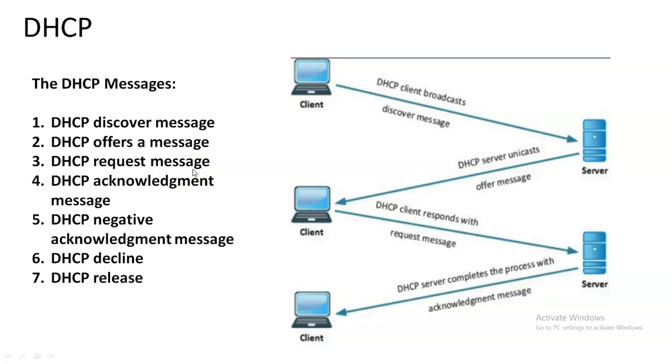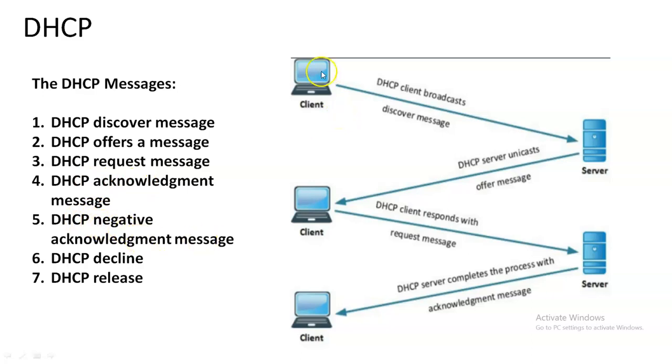In this request message, the client will be asking for the IP address that it needs. Each IP address will have its unique configuration. So depending upon the configuration, the client will request the IP address from the server. There are two kinds of acknowledgement from the server once it gets the request message from the client. The first one will be the DHCP acknowledgement message. The other one will be the DHCP negative acknowledgement message.